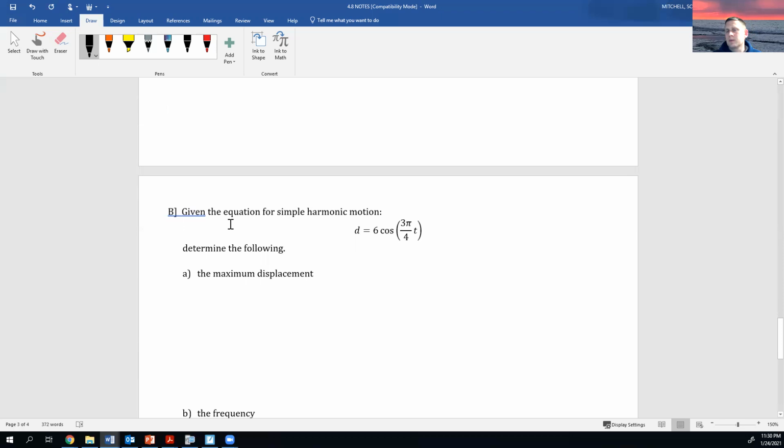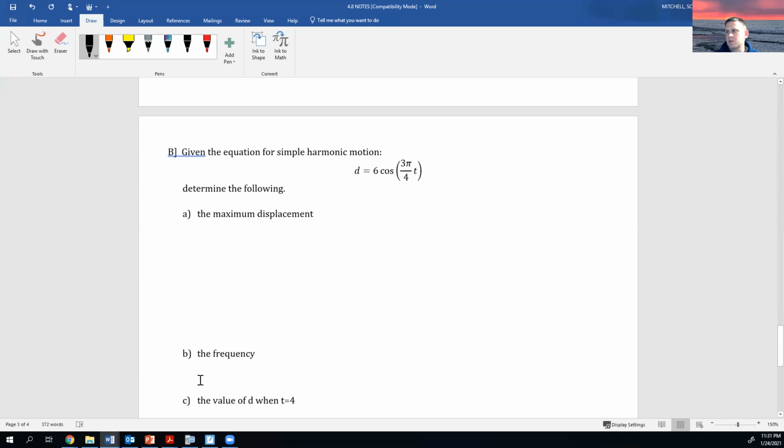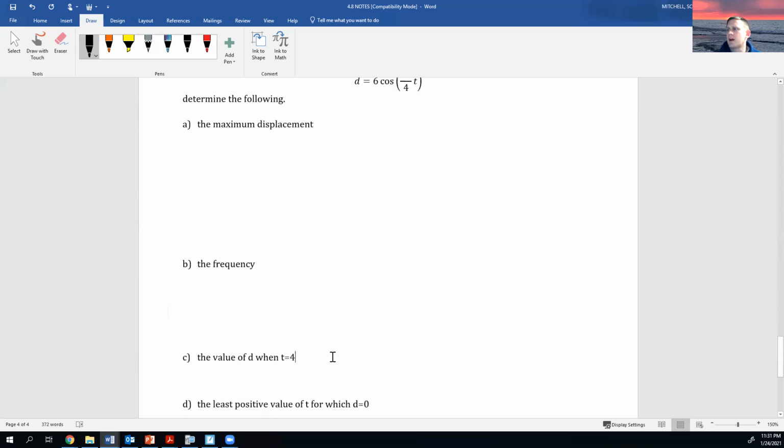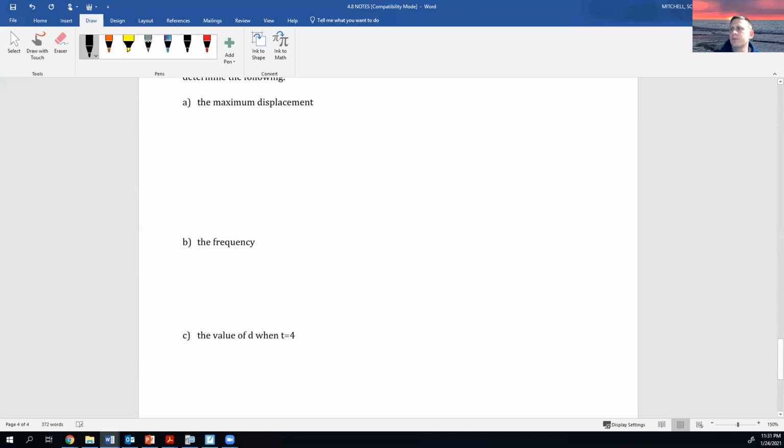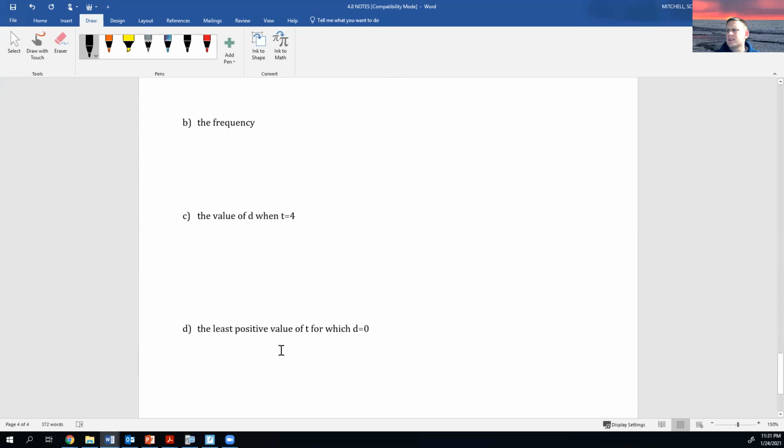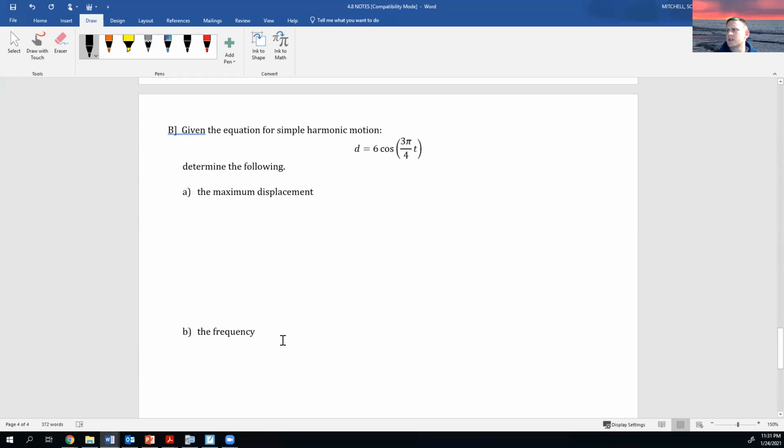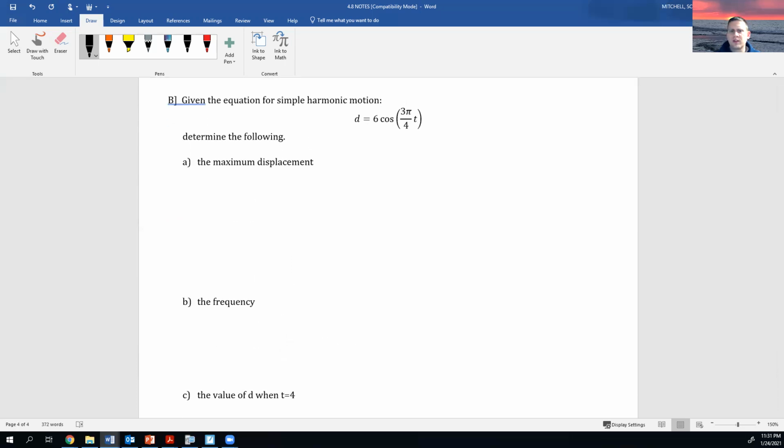Given the equation for simple harmonic motion, D equals 6 cosine of 3 pi over 4 t, determine the following. So we need to determine the maximum displacement. We need to determine the frequency. We need to determine the value of D when t equals 4. And then we need to determine the least positive value of t for when d equals 0. Those are the things that we have to decide.